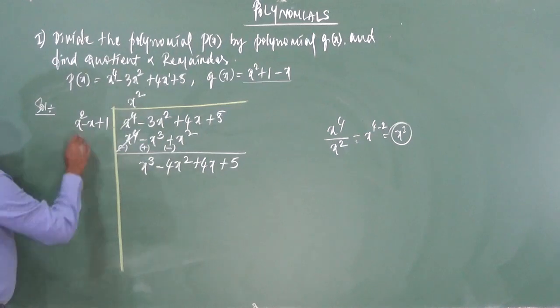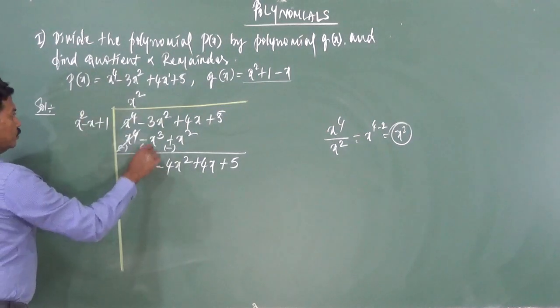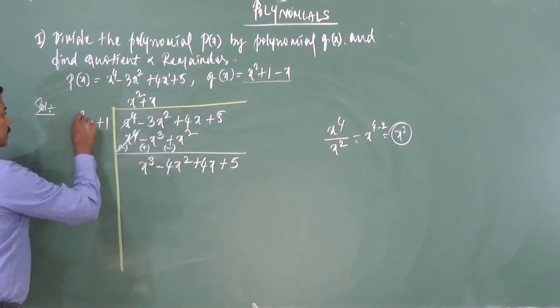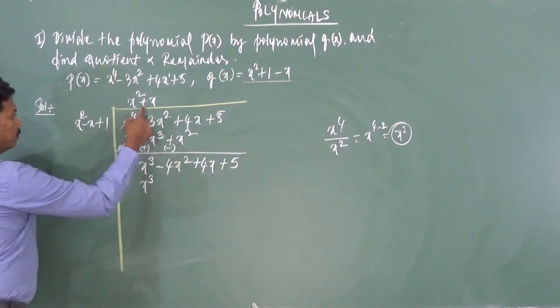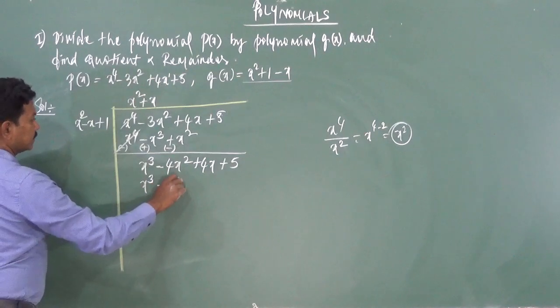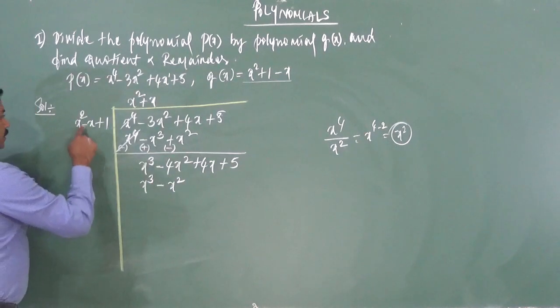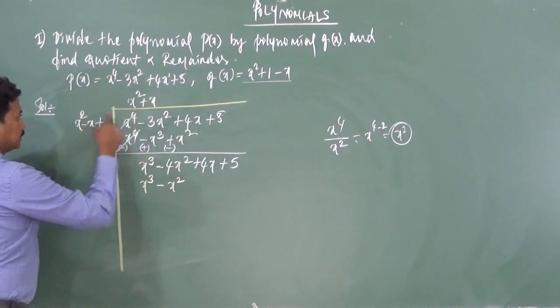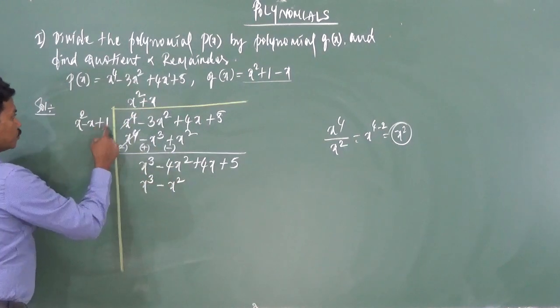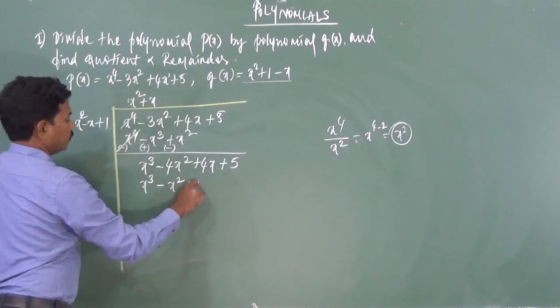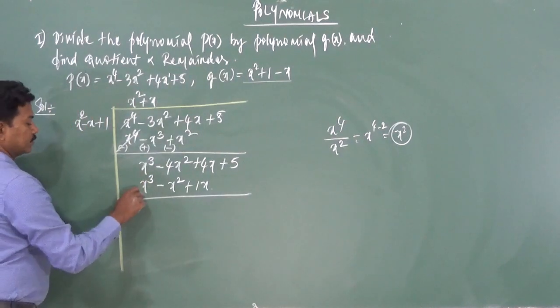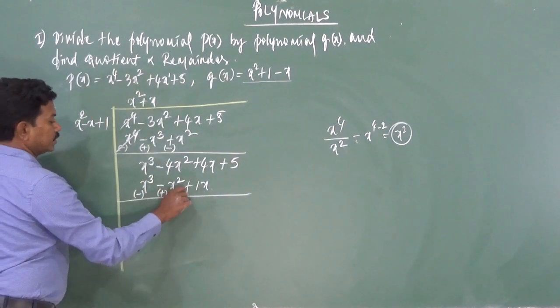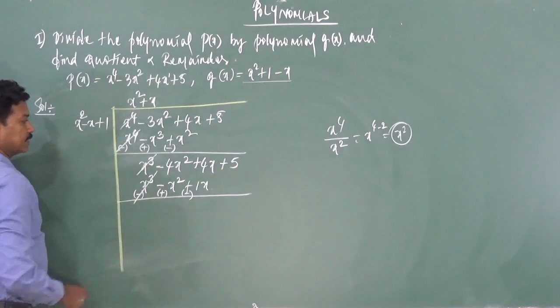So now again, x square into what gives you x cube, that is x. x square into plus x is x cube, minus x into plus x is minus x square, because minus into plus is minus, x into x is x square, okay? Plus 1 into plus x is plus 1x. So you have to subtract this from this. So sign changes for each and every term. So first terms get cancelled.